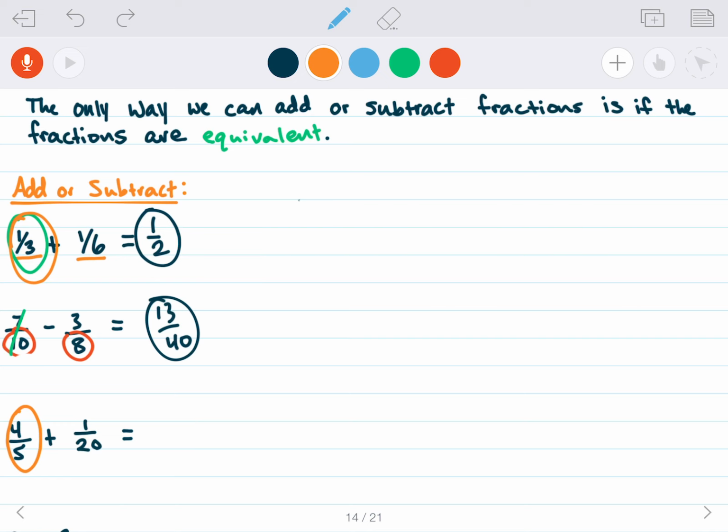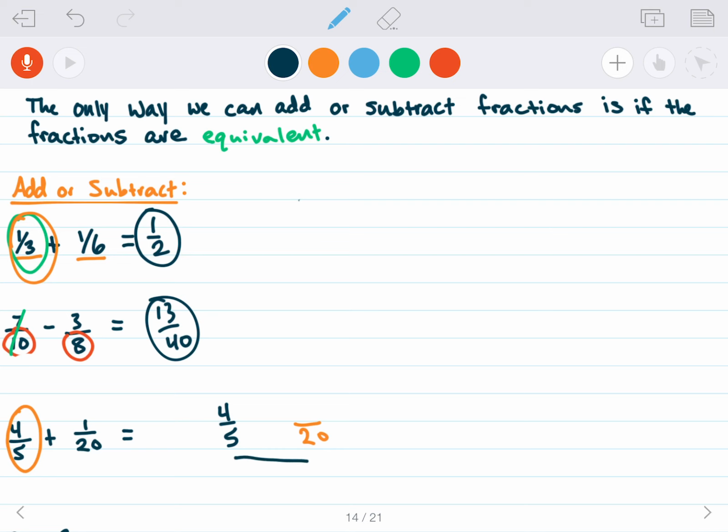Whereas up here, when we had the 10 and the 8, we couldn't change 10 into 8 with multiplication, and we couldn't change 8 into 10. So that's why we had to multiply the denominators. So what I'm going to do is leave the 1 over 20 as it is, and I want to change 4 over 5 to have a denominator of 20 so that I can add these guys.